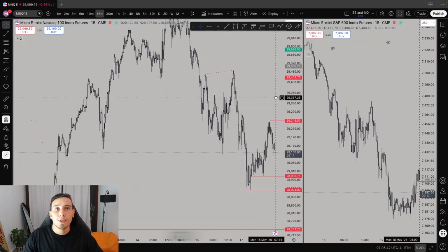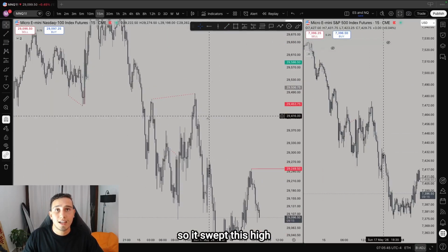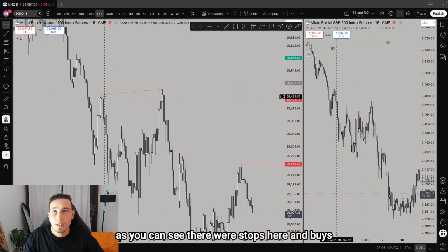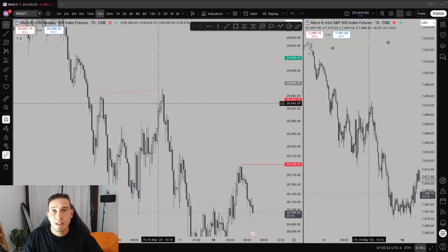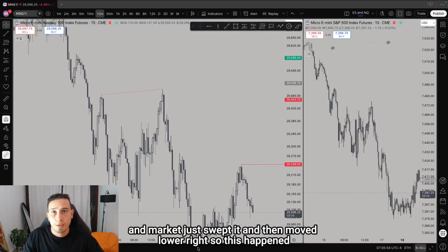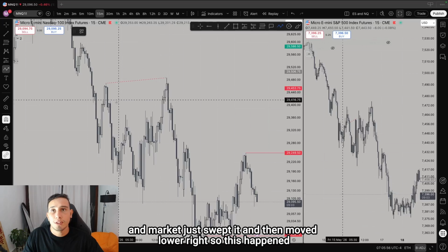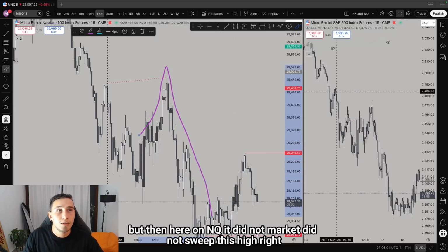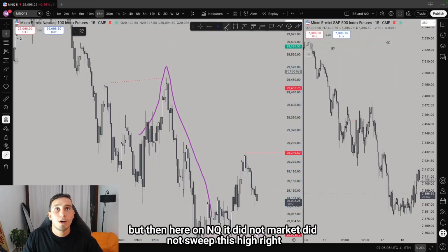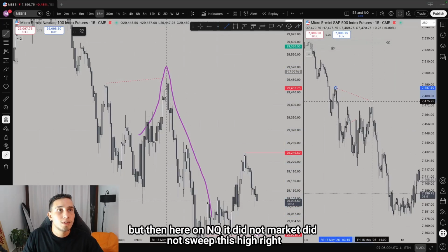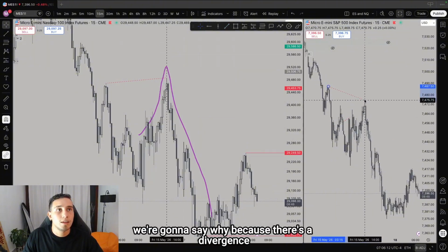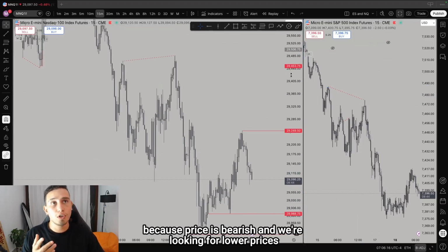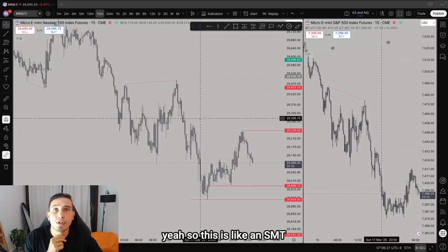NQ swept this high, as you can see. There were stops here and buys, and the market just swept it and then moved lower, right? So this happened, this, and then this. But here on the other market, it did not. The market did not sweep this high, right? Why? Because there's a divergence, because price is bearish and we're looking for lower prices. So this is an SMT.